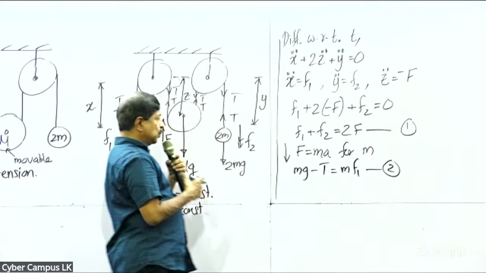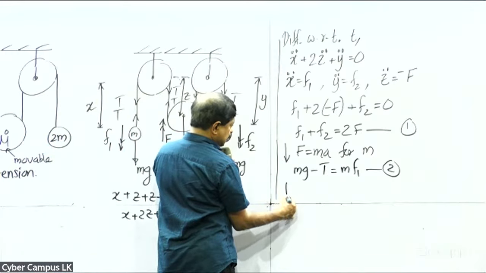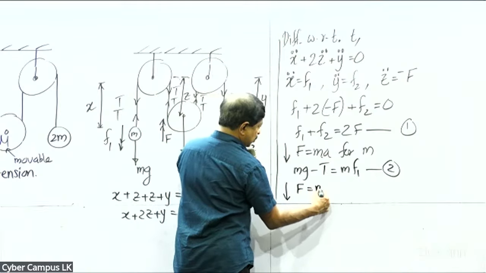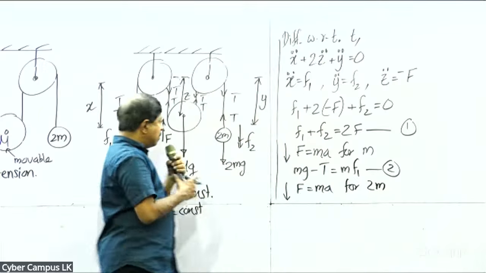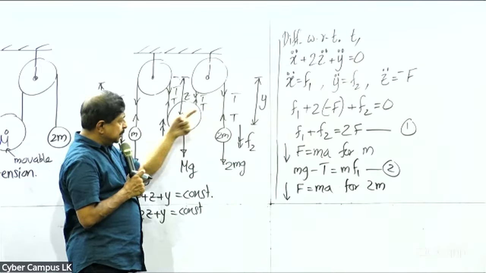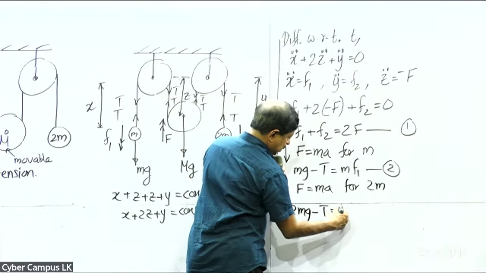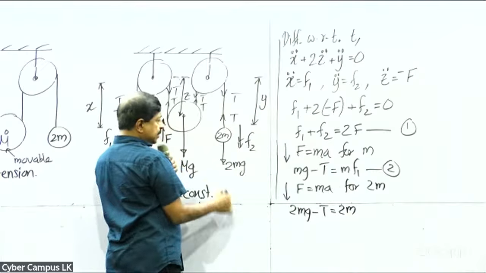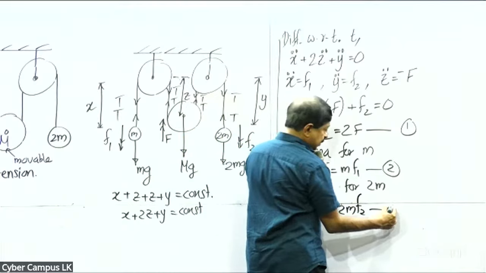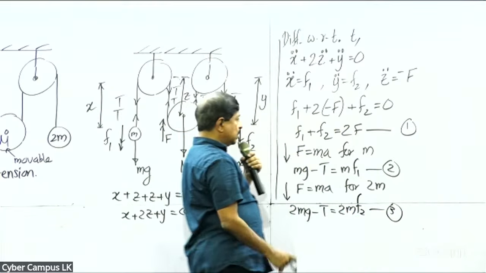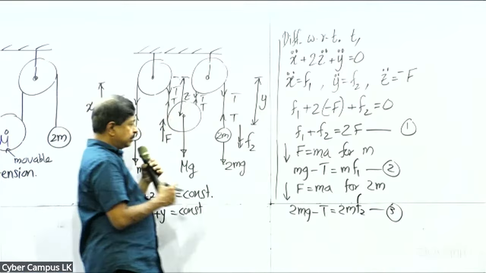That is equation 2. Similarly, you can apply Newton's law for 2m. It is 2mg minus T. Mass is 2m, the acceleration is f2. So I take that as equation 3. Now I need one more.